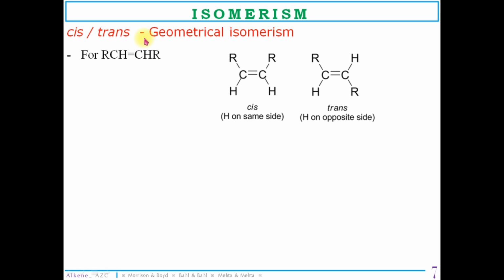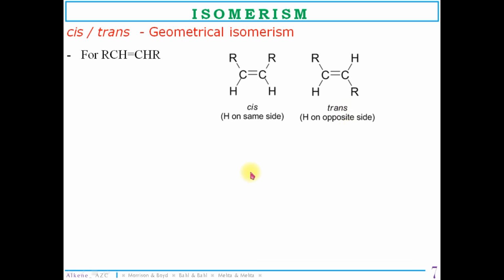In alkene we can see geometrical isomerism, which is represented as cis and trans. For alkene, if hydrogens are on the same side, it is called cis isomer, while if hydrogens attached to these sp2 carbons are on opposite sides, it is the trans isomer.